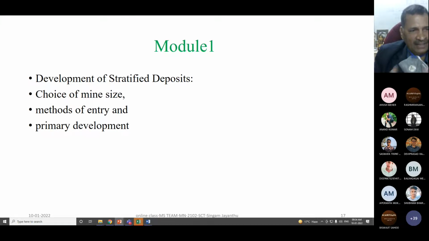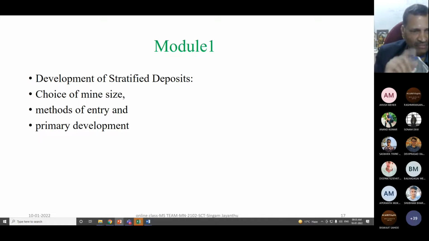So some of these you already read about, but we are more interested to know in detail as far as underground coal mining technology is concerned, underground coal mining methods are concerned and related to this. So in this class, we will be discussing in more detail the development of stratified deposits, under that the choice of the mine size, methods of entry into that, and then the primary development.